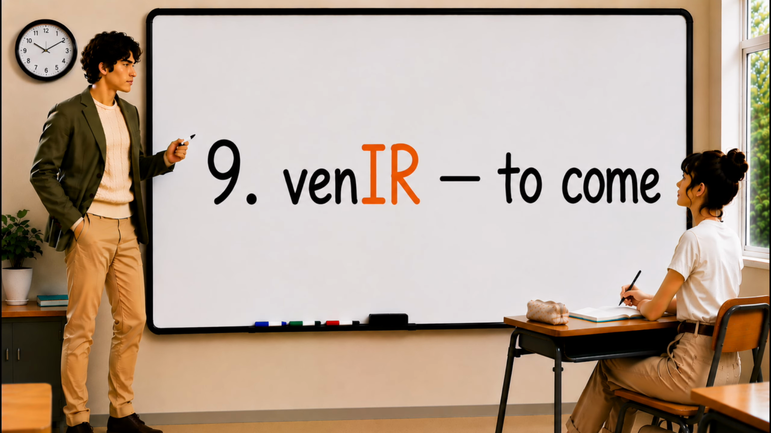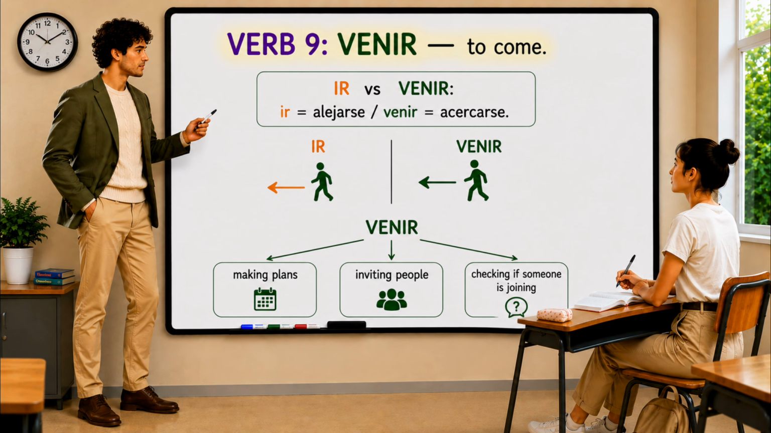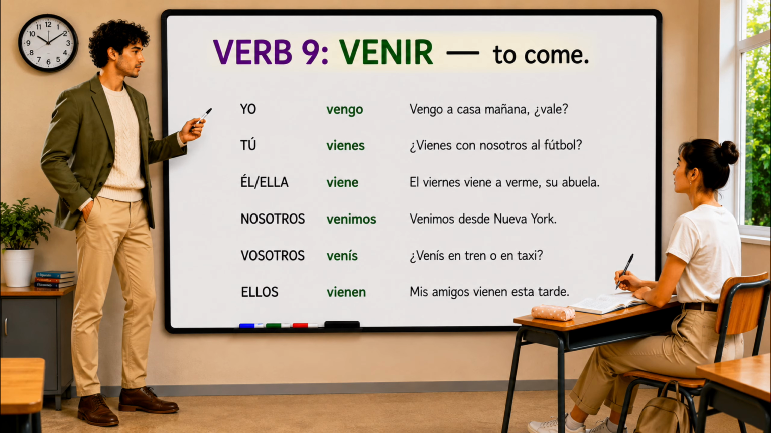Verb 9. Venir. To come. Venir is essential for making plans, inviting people, and checking if someone is joining. Two irregularities. Yo is vengo, irregular go ending, same as tengo and hago, and the stem changes for tú, él, and ellos.